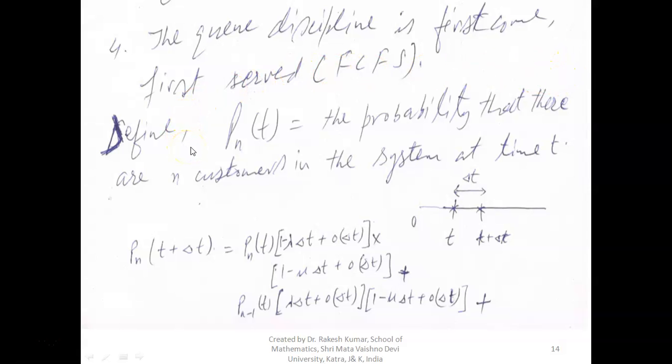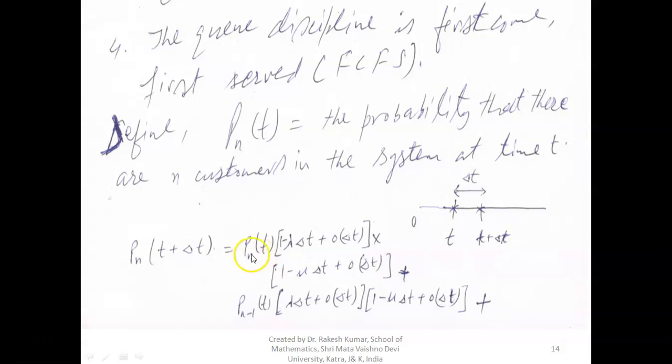Now coming to the formation of the mathematical model. For that, define P_n(t), the probability that there are n customers in the system at time t. So how do we proceed? We consider a very small time interval of length delta t, and we talk about the events occurring during this time delta t. Now we are interested in the probability P_n(t plus delta t). At time point t plus delta t, what is the probability that there are n customers in the system?